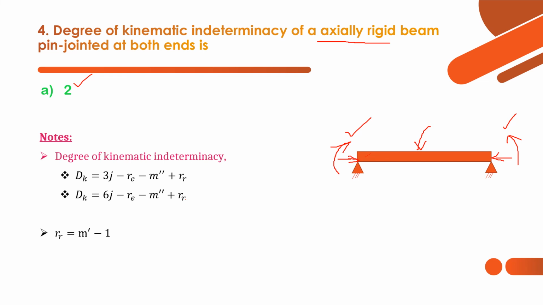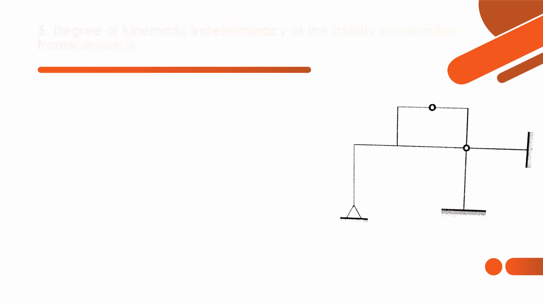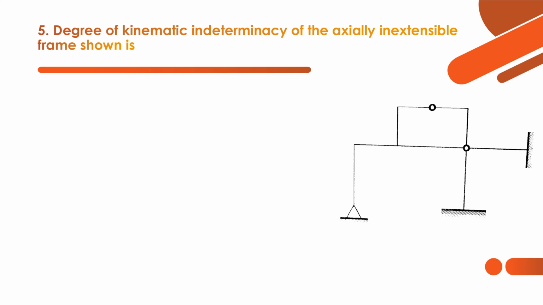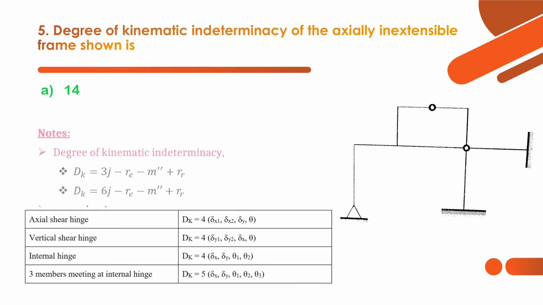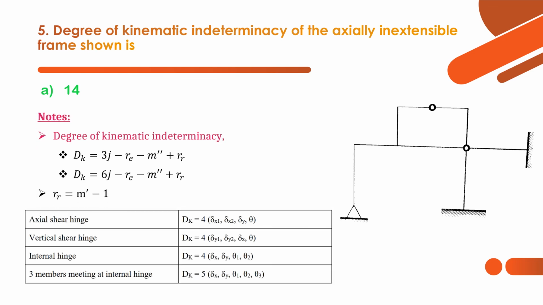Now let's move on to the next kinematic indeterminacy question. Degree of kinematic indeterminacy of the axially inextensible frame shown is. We have been given the diagram for a rigid frame, which has members that are axially inextensible, meaning all the members are rigid. We have to calculate the degrees of freedom, that is, the degree of kinematic indeterminacy of this frame. The answer is option A, 14. Let's see how to calculate that.